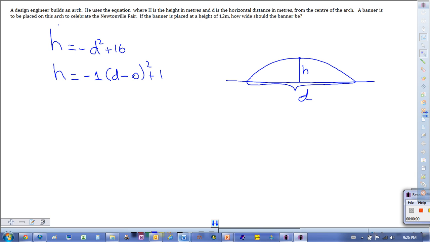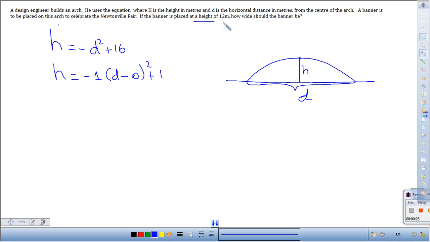Particular application problem, we have a design engineer building an arch. He uses the equation h equals negative d squared plus 16, where h is the height in meters and d is the horizontal distance in meters from the center of the arch. Now, this engineer wants to place a banner on the arch to celebrate the Newtonville Fair. If the banner is placed at a height of 12 meters, how wide should the banner be?